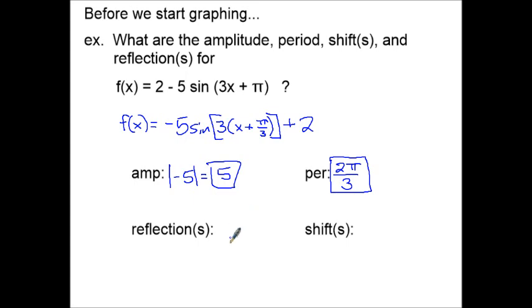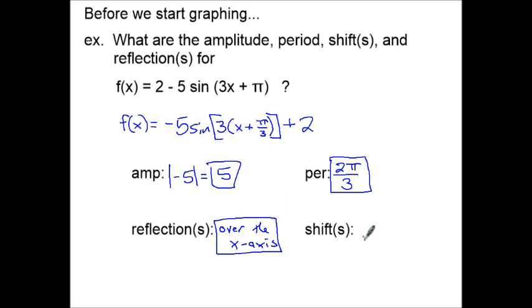Okay, any reflections? Basically any negative signs multiplied are going to be our reflections. So I've got one right here in front. I don't have one on the inside by the x, which would be the only other possible way to have it. And so this reflection by the negative out in front is a reflection over the x-axis. Of course, logically that means that a negative inside here, either on the 3 or on the x, would mean you're reflecting over the y.